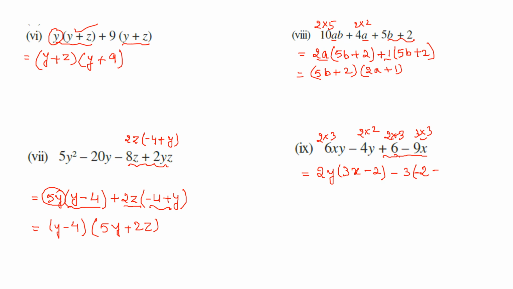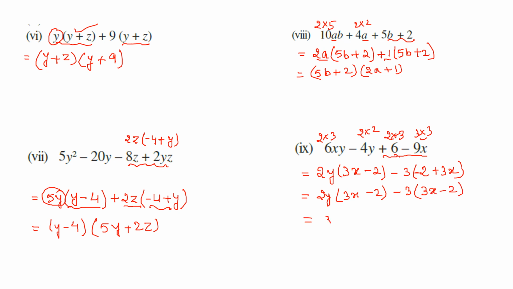And then here it will be plus 3x. So minus 2 plus 3x is same as 3x minus 2. So this, if you want, you can rearrange it. We can write 2y into 3x minus 2 minus 3, and this you know that addition is commutative. So I can write it like this also, 3x minus 2.